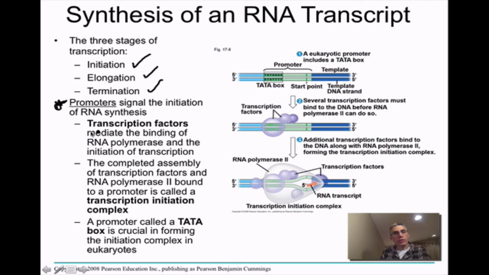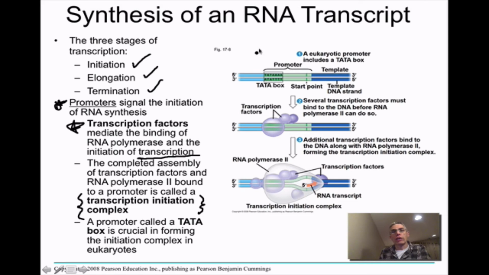Now we do need to talk about something called transcription factors, and these are going to mediate the binding of the RNA polymerase and again the initiation or starting of transcription. Now the completed assembly of transcription factors and RNA polymerase II bound to a promoter, all of this together is called the transcription initiation complex. Now we do need to mention that the promoter is given a special name, and we call it the TATA box, and this is going to be crucial in forming the initiation complex in eukaryotic cells.